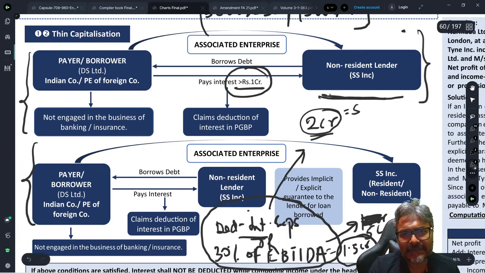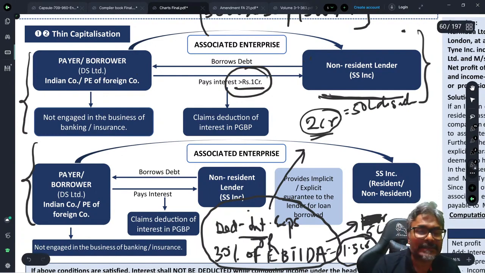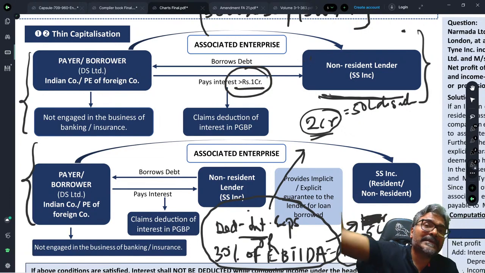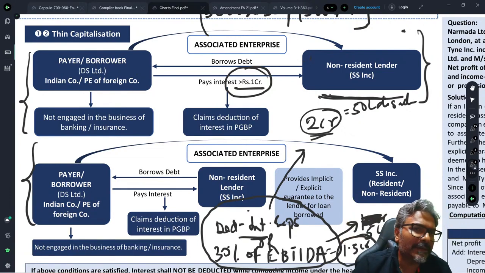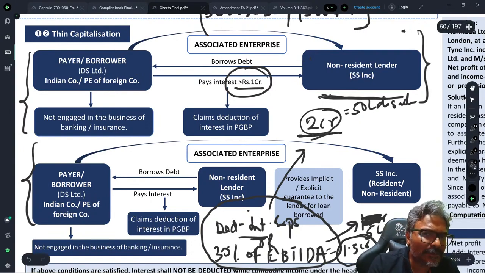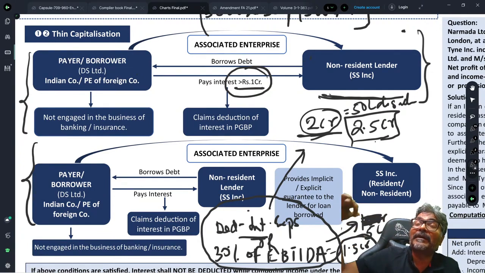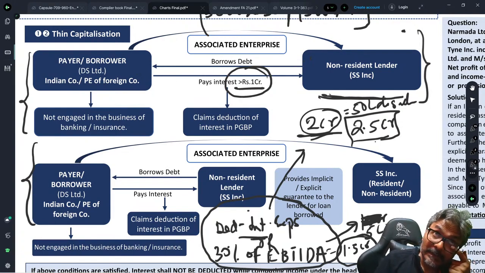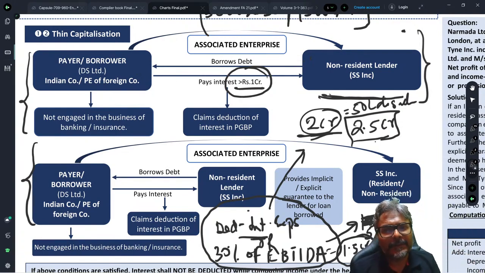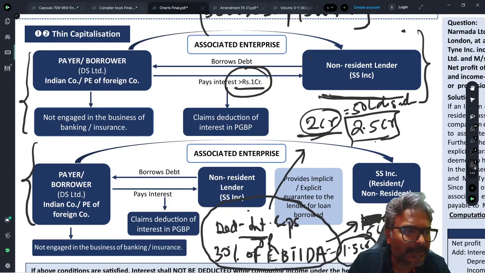But that 50 lakhs that has been disallowed in the current year, what will happen to it? This 50 lakhs, students, will be added to the next year's interest expenditure. So say the interest expenditure next year is also 2 crores. Then 2.5 crores will be compared with 30% of EBITDA of the next year. Is that clear to all of you, students? So the 2.5 crores in the next year will be compared with the 30% of EBITDA of the next year, and that exactly is the point.